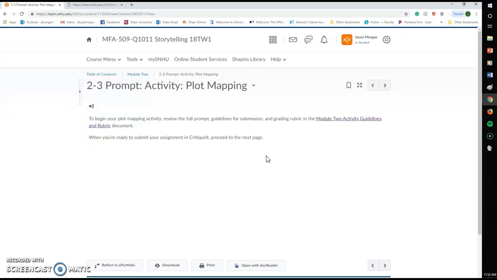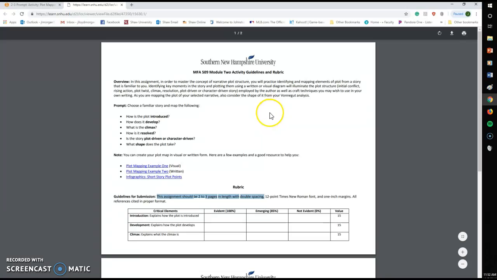I like this idea. Since we have to learn about plot mapping, this is kind of a fun way to approach it. So to download the directions, you click here on the link, which I've already downloaded. Now, let me scroll back up here.